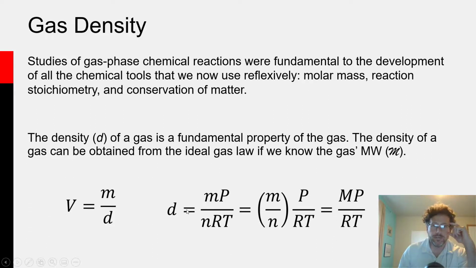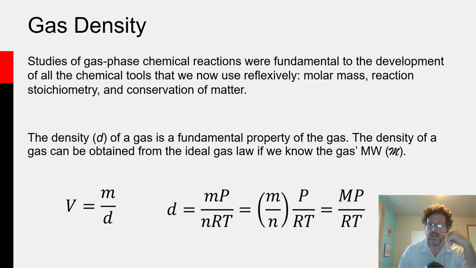We can now interface this with the ideal gas law by plugging in m over d for the volume V and rearrange the ideal gas law to say that the density of a gas is equal to the mass of the gas times the pressure divided by the number of moles times the gas constant times the temperature. We can then factor out the mass divided by the number of moles, and remember that mass over number of moles is how we define the molar mass. Fundamentally, that's what the molar mass is, mass per mole.